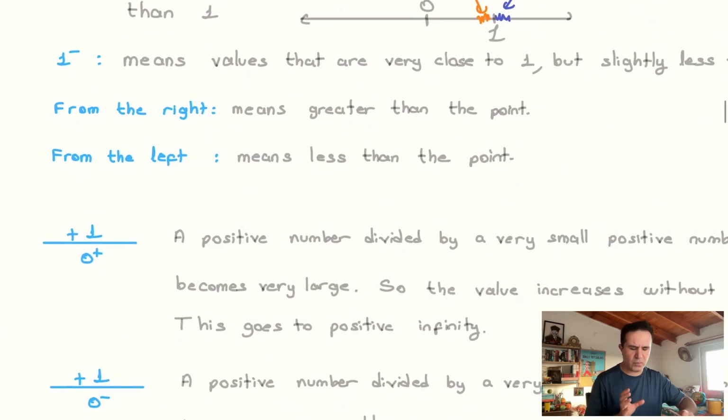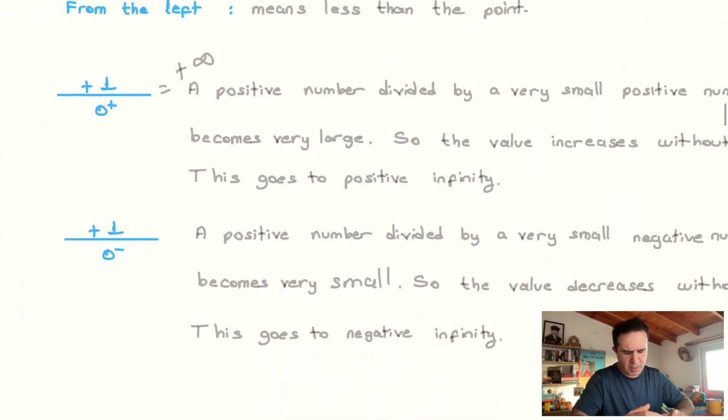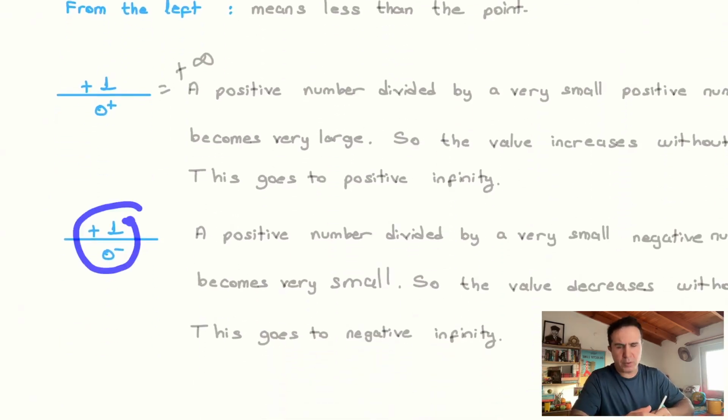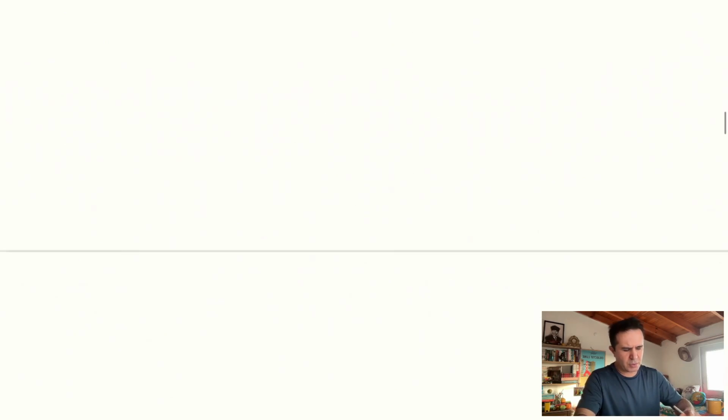If we divide a positive number by 0 plus, this will be equal to plus infinity. And if we divide a positive number by 0 minus, this will be equal to minus infinity. Now, let's come to the problem.